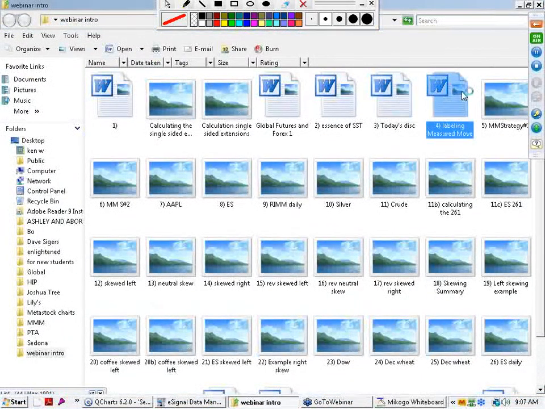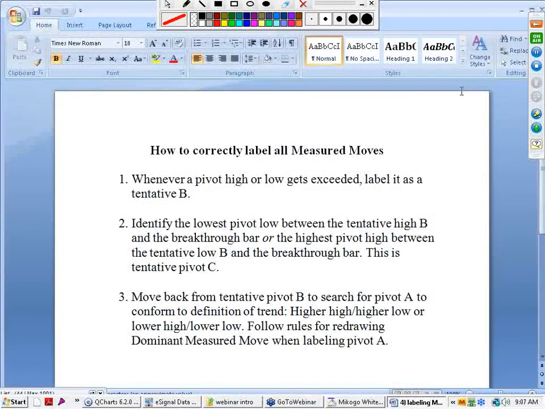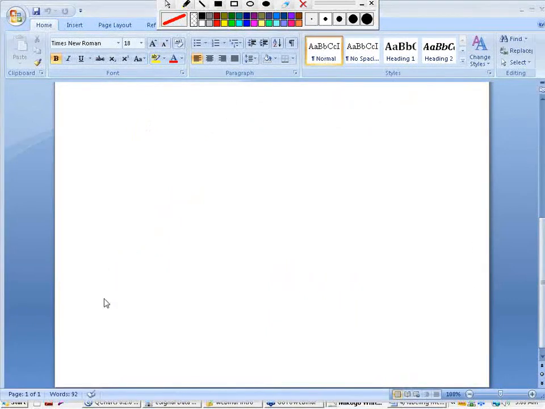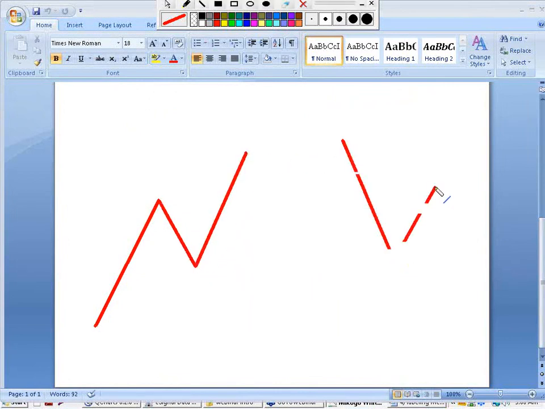So let's talk about labeling the measured move. We have 3 rules as to how to correctly label all measured moves. Now, without going through these first, let me just draw out what a measured move is. This is a measured move, and this is another measured move. These are measured moves. It's nothing but a zigzag. These patterns are found in every market in all time frames. This is simply the integral part of what makes up price movement.